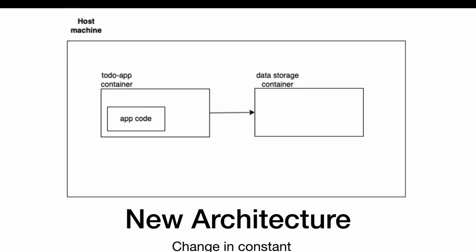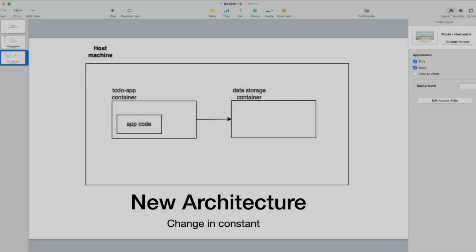What I mean is I want to separate the app logic and my data storage container, and whenever my to-do app container wants to communicate, it can communicate via the Docker networking concept that we just discussed in the last video. So the idea is to store data in a separate container, and app logic will stay in a separate container, and this way we can achieve the scaling. Let's see how this can be done in a practical way.